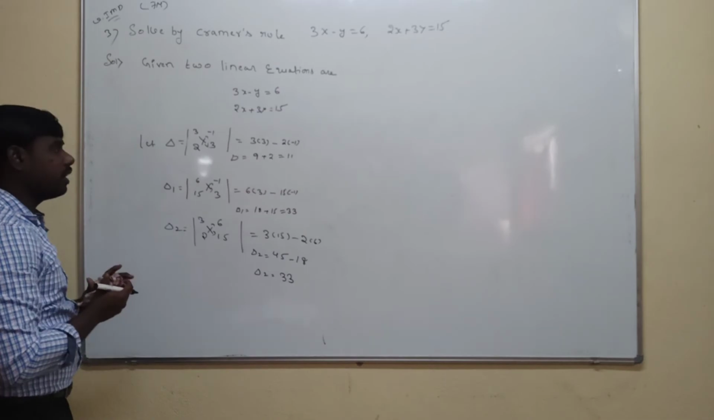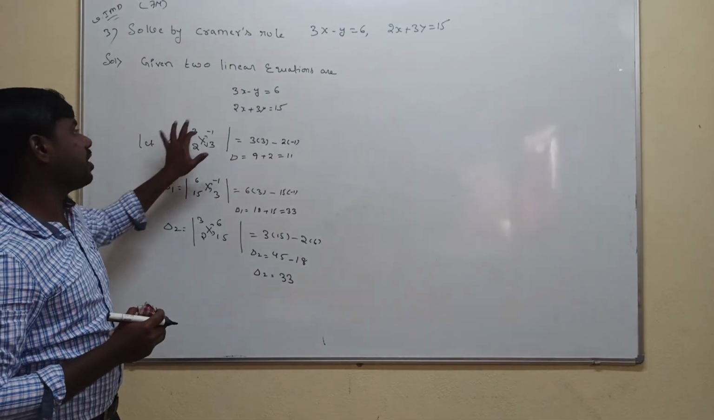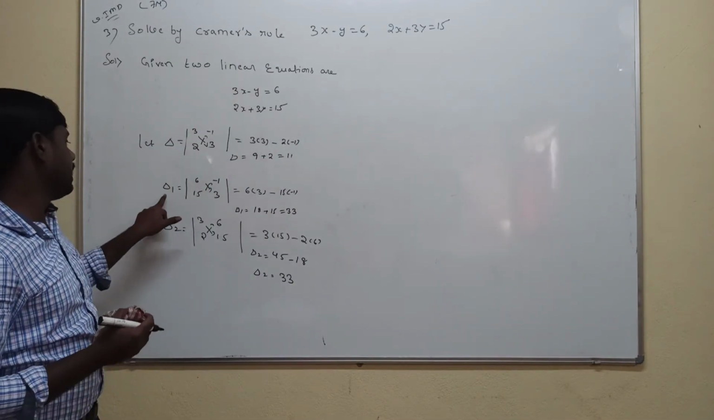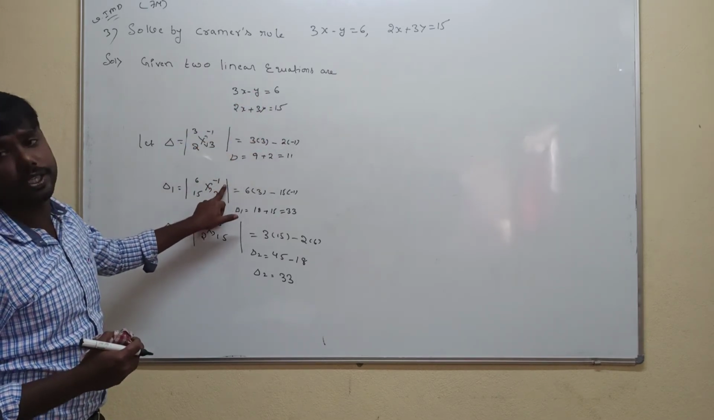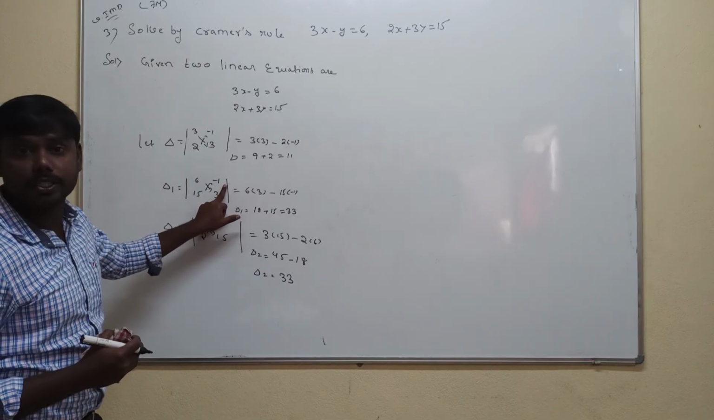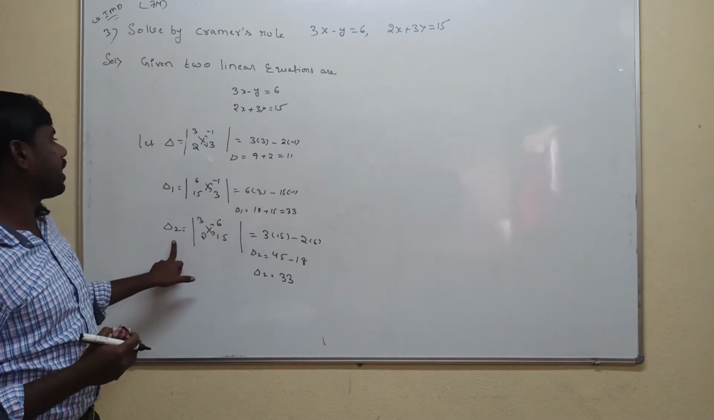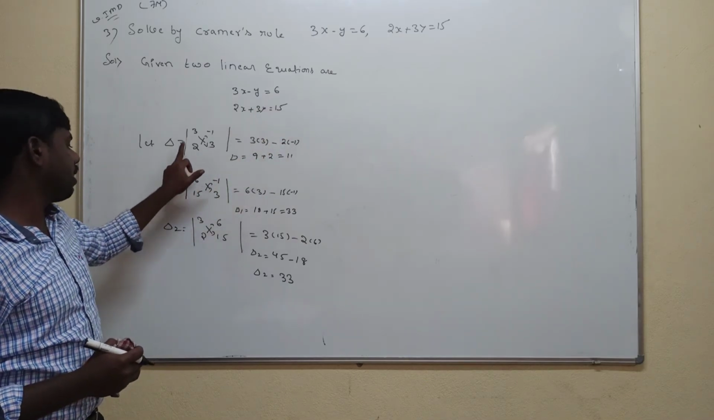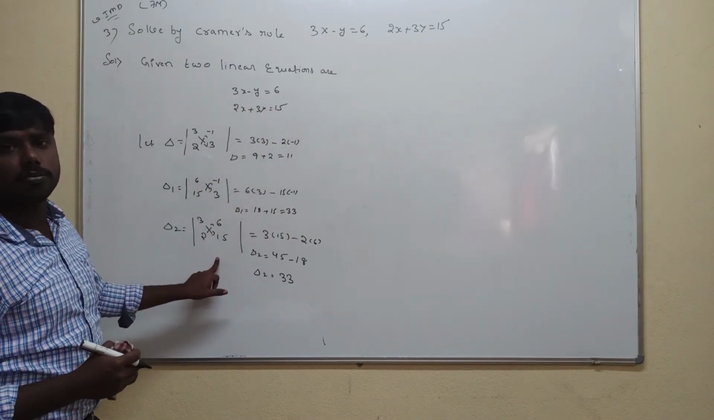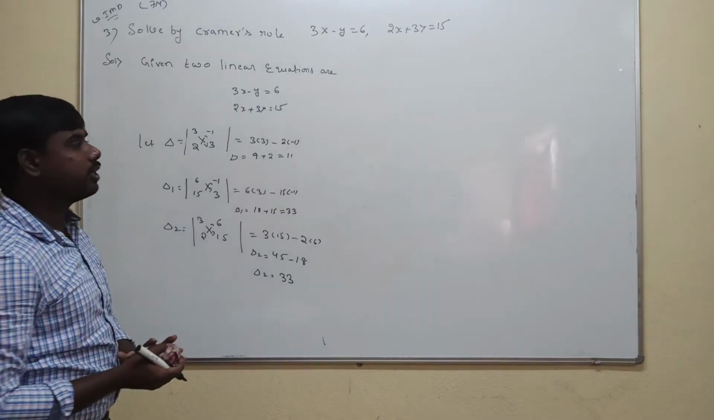Understood? Delta we take from the x and y coefficient values of the given equations. Delta 1: from delta, the first column is replaced by 6 and 15, the second column is written as it is, and we apply the cross multiplication method. Delta 2: we take from delta, the second column replaced by 6 and 15, the first column as it is, and we apply the cross multiplication method. Delta 2 we also get as 33.